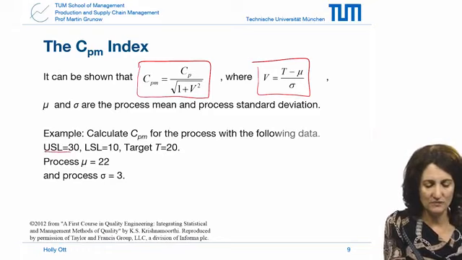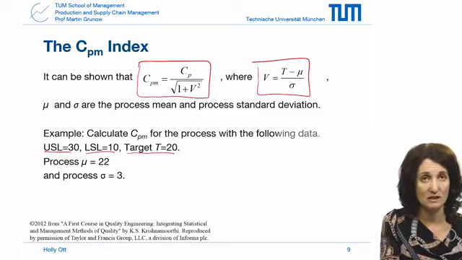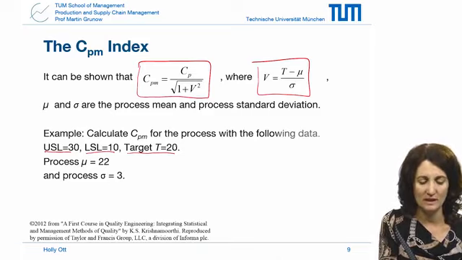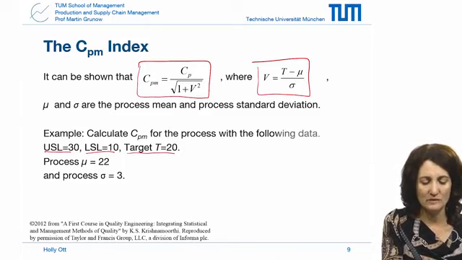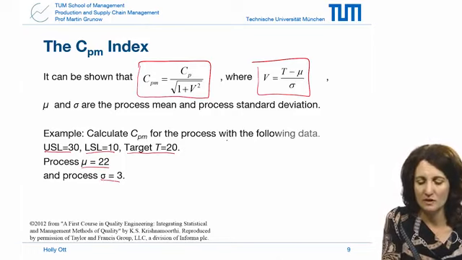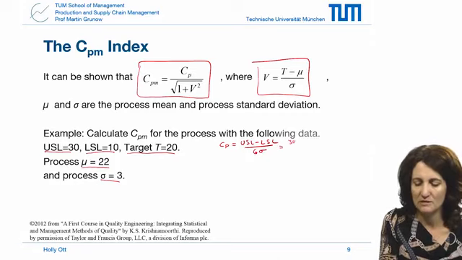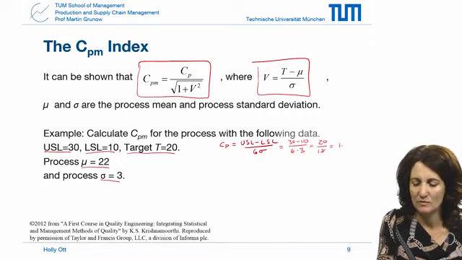USL is 30, LSL is 10, and the target is T equal 20. So actually in this example, the target is falling right between the USL and the LSL. Process mean is 22, and the process sigma is 3. So first of all, CP is equal to USL minus LSL over 6 sigma, which is 30 minus 10 over 6 times 3, which is 20 over 18, which is 1.11.